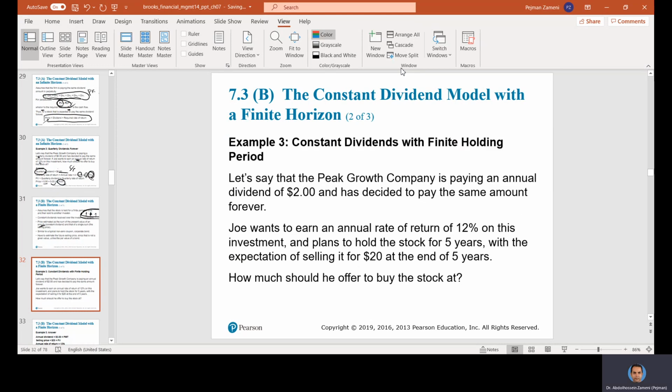Let's see an example. Let's say that the Peak Growth Company is paying an annual dividend of $2 and has decided to pay the same amount forever. Joe wants to earn an annual rate of return of 12% on this investment and plans to hold the stock for how long? 5 years, finite, with the expectation of selling it for $20 at the end of 5 years. How much should he offer to buy the stock at?